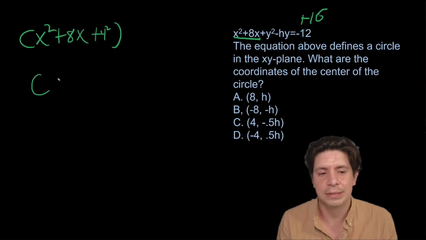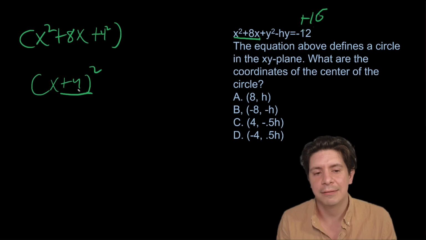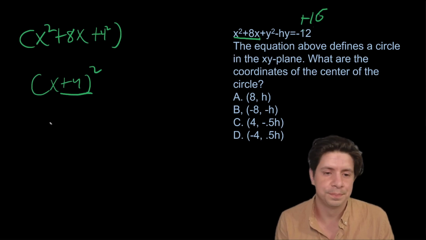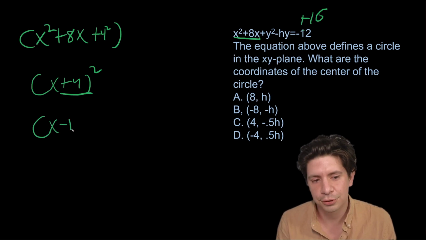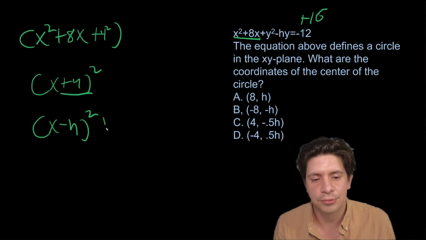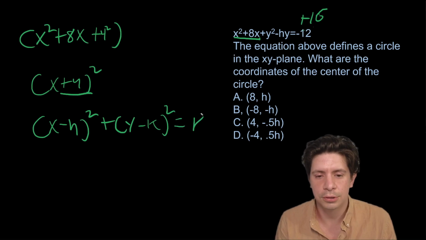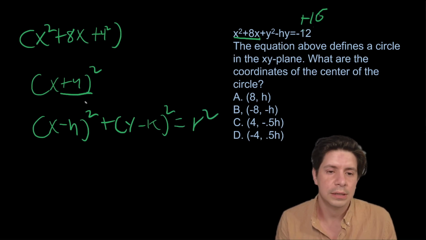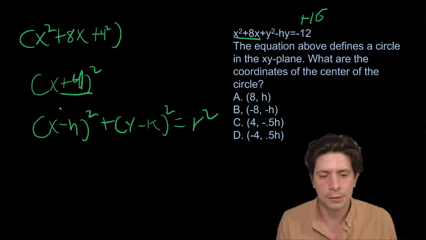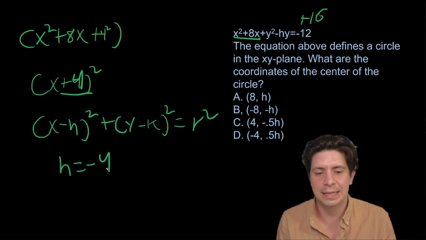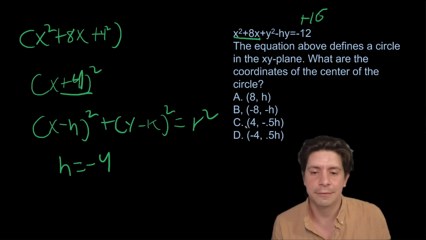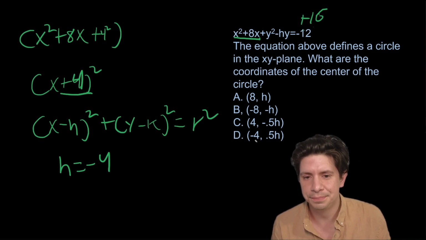And what that's going to become is x plus 4 squared, and this gives us the negative version of the center because the standard form for circles is x minus h squared plus y minus k squared equals r squared. So we're not going to care about the r. So here we have a plus 4, so h is going to equal negative 4. The x value at the center is negative 4, so it should be D.